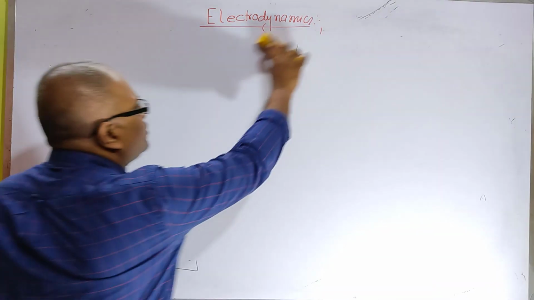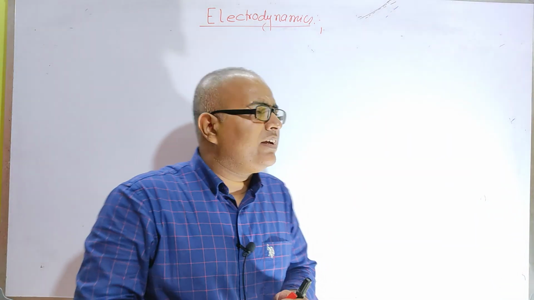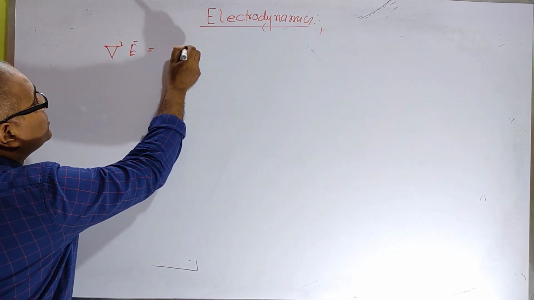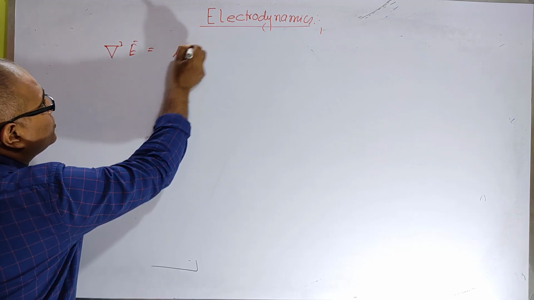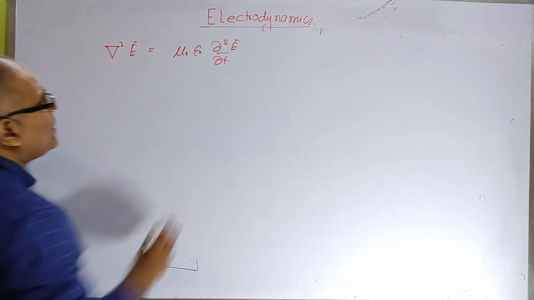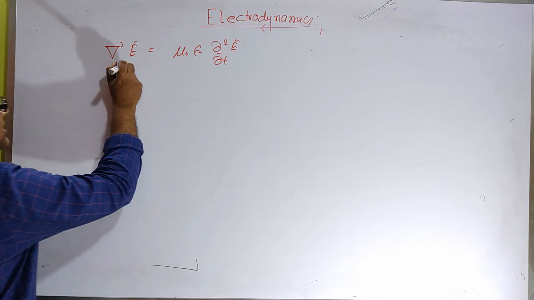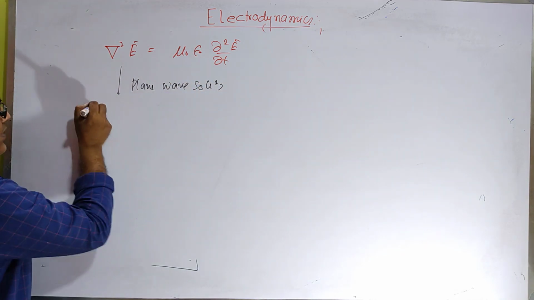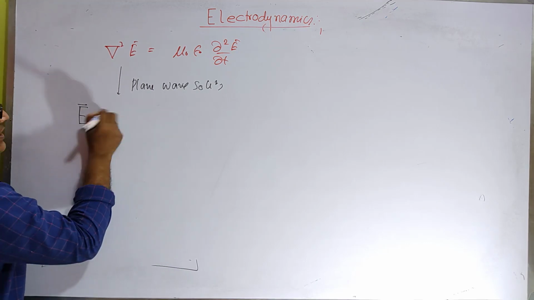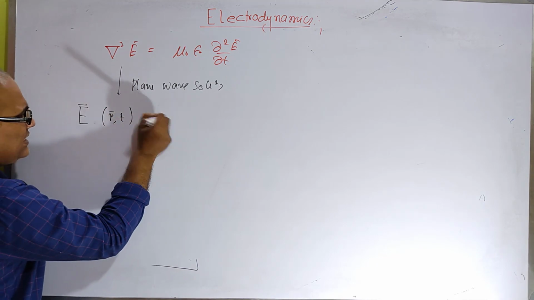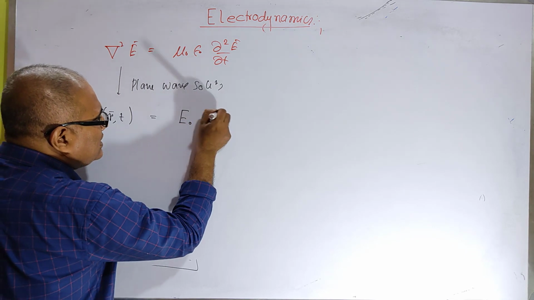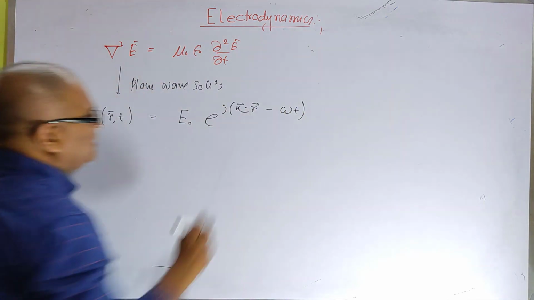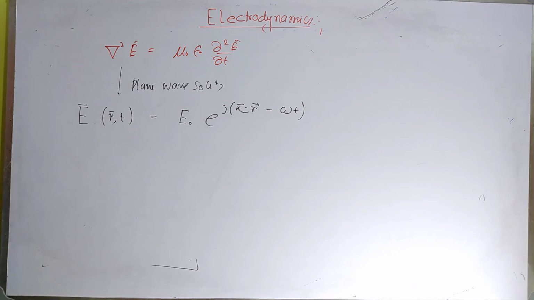First of all, let us explain the nature of light. Before that, basically I am writing the equation of the electric field again: mu naught epsilon naught del 2E by del t2. If you get its plane wave solution, it will appear in a very common form: E at some point at any time t will be E naught e to the power j (k dot r minus omega t). That is one expression of the plane wave solution of this field.